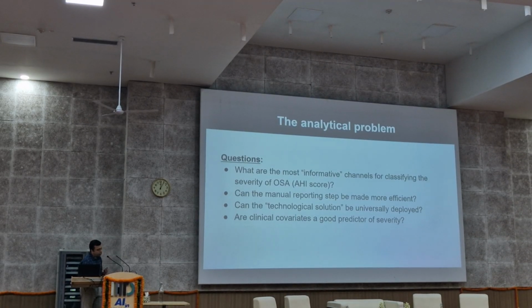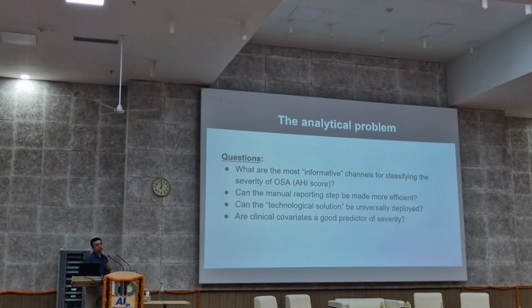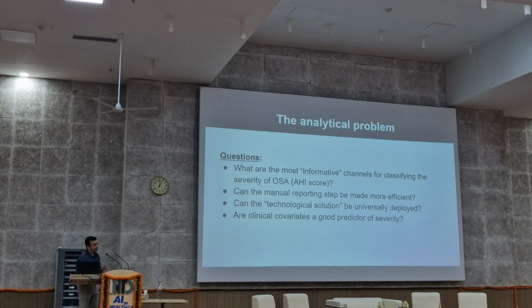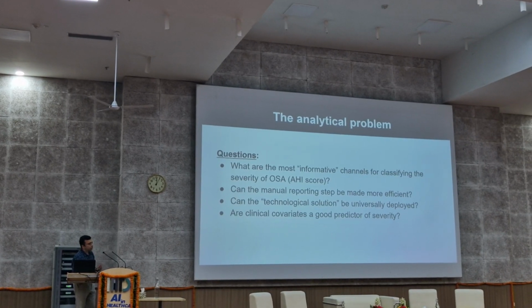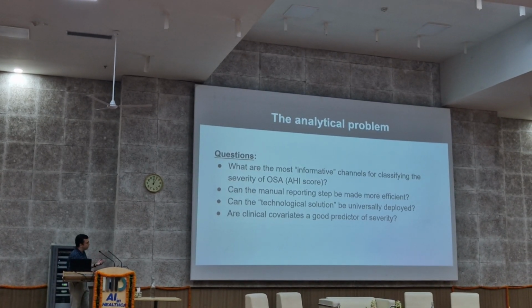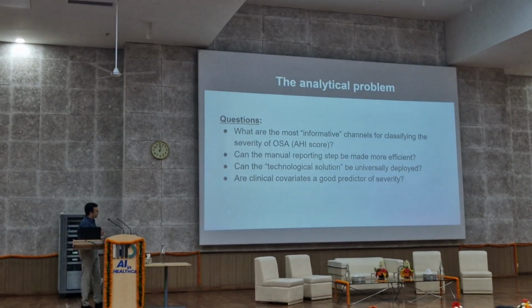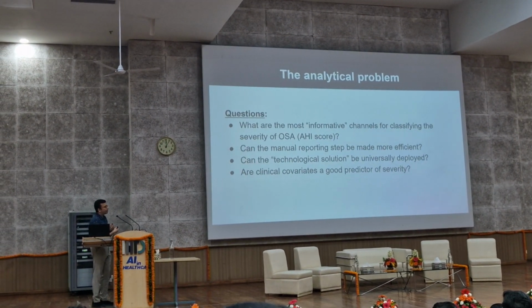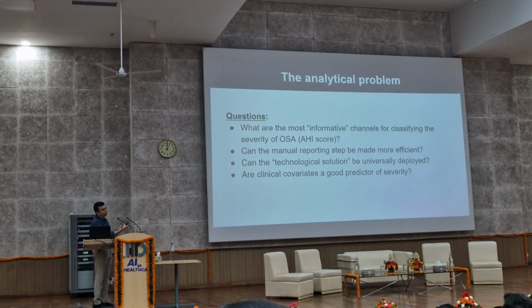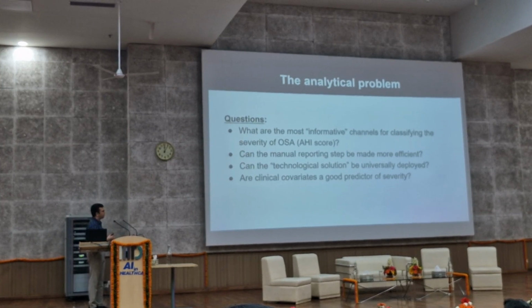So the idea behind, once you get this kind of data, is to figure out which channels are really important for giving a particular class of patients a particular label, which is normal, severe, mild, or moderate. Can the manual reporting step, which is right now the time-consuming step, be made more efficient by use of AI or ML methods?